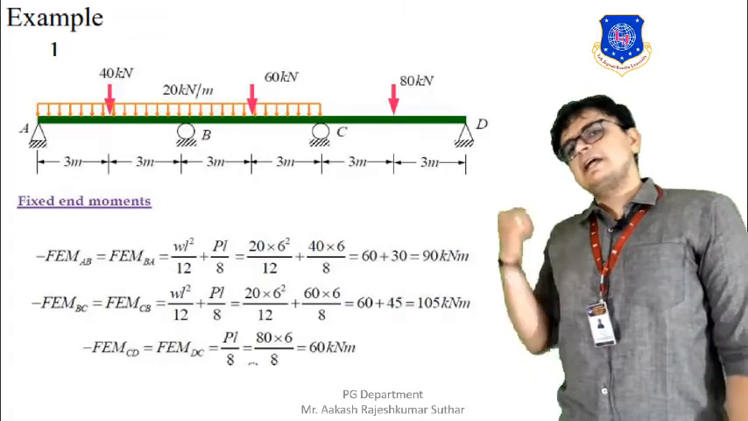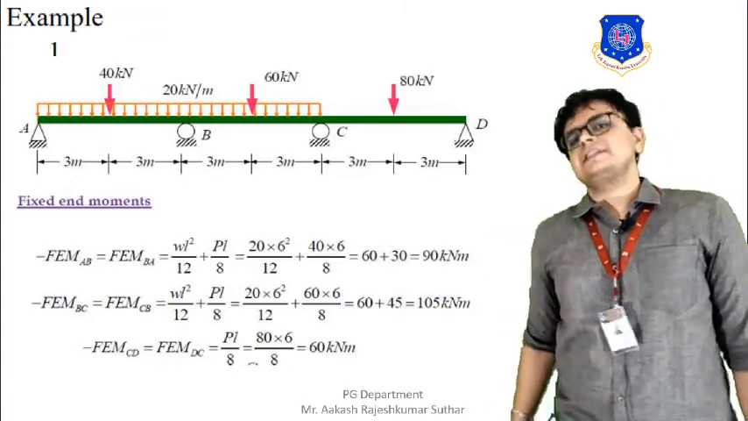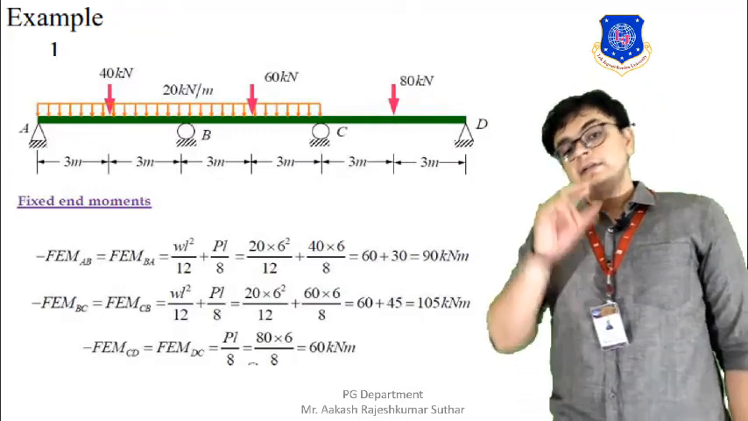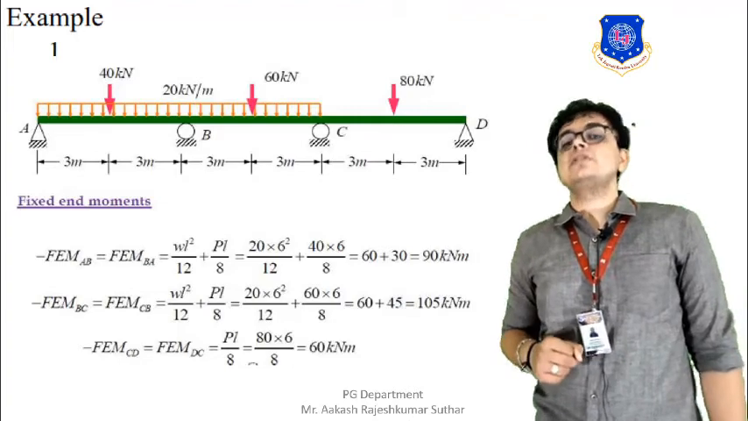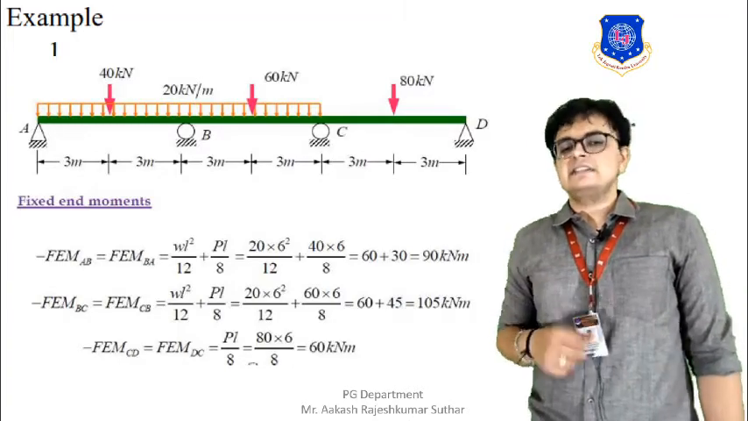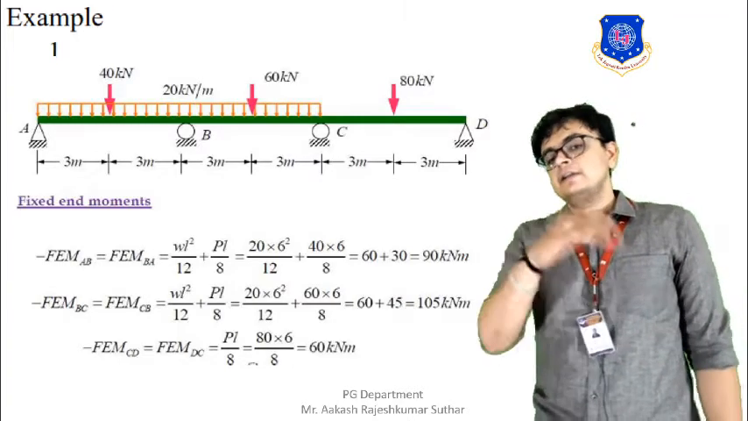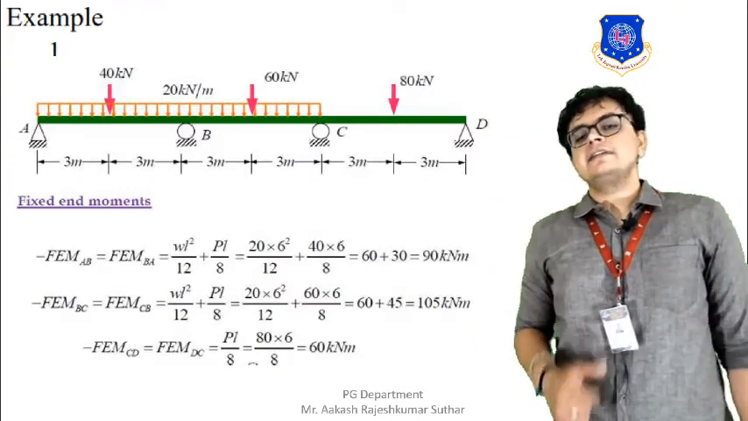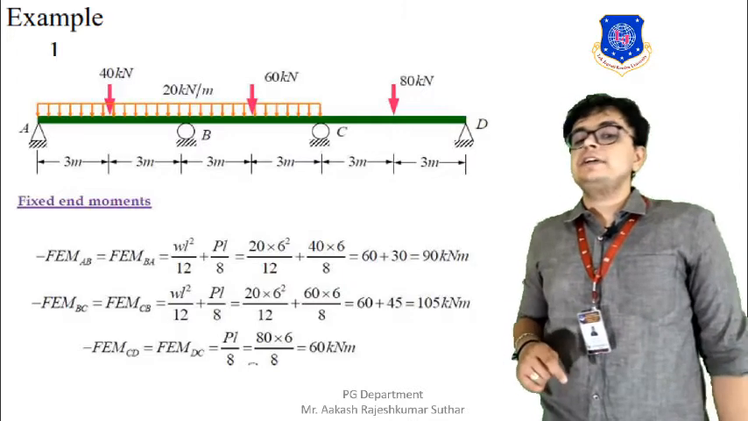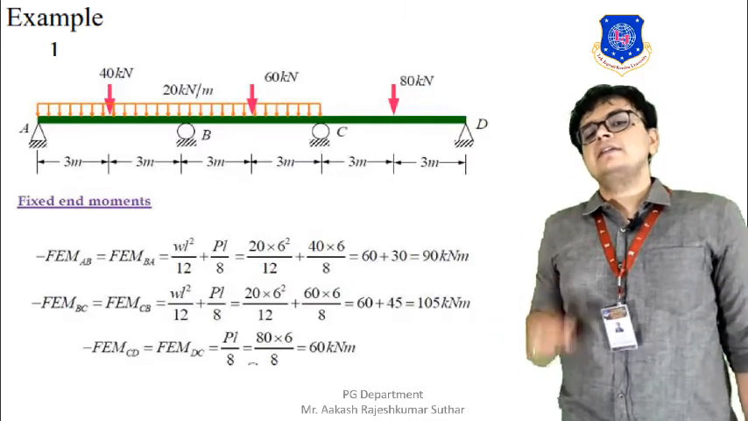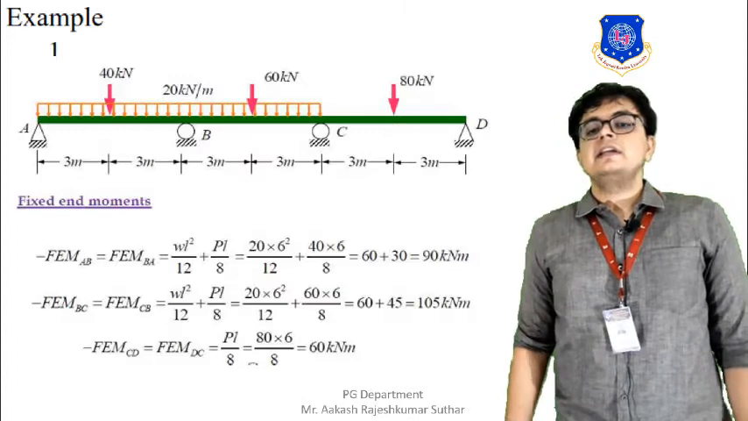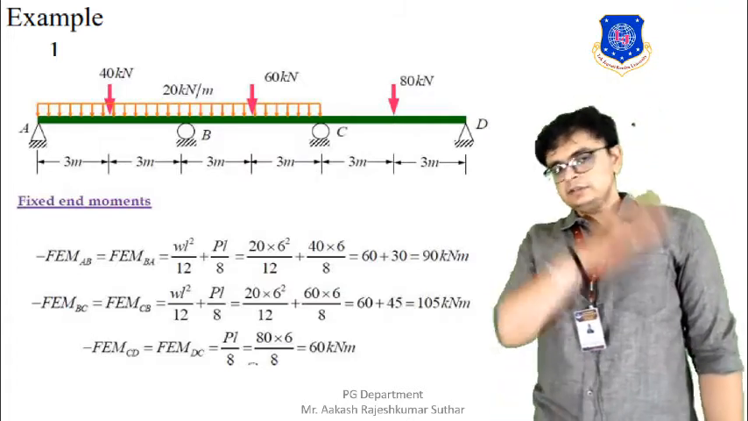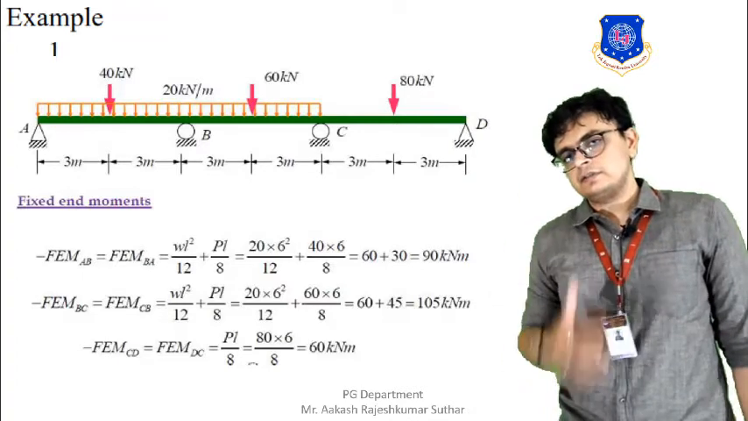Moving towards span BC, we have a centrally loaded concentrated load of 60 kilonewton, which is acting at the center. And moving towards the CD span, there also we have a concentrated point load at the center of the CD span, and it has an intensity of 80 kilonewton. Okay, so this is the overall configuration of our question.